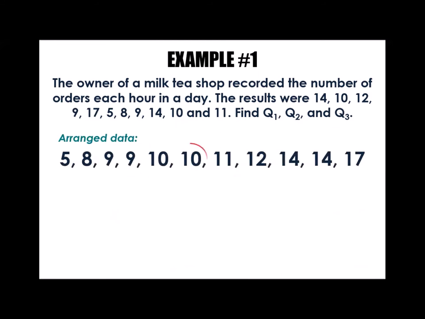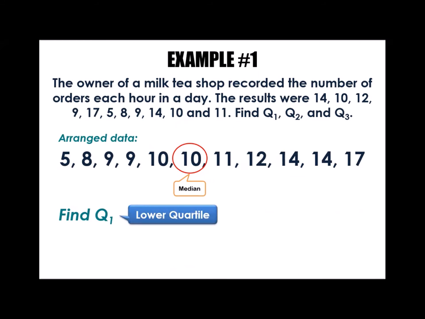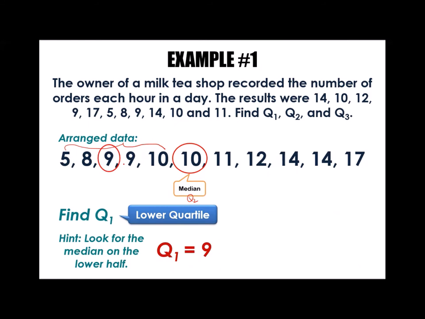So given again that arranged data and alam na natin kung ano ang median o yung Q sub 2, we could now find Q sub 1. At balikan ulit natin, ang ibang tawag sa kanya ay lower quartile. At ang hint na mabibigay ko, look for the median on the lower half. So ito, baseline na natin tong si Q sub 2. Hindi na yan kasama sa usapan. So ito na lang ang lower half natin. Okay? So from that, ano ang median? Ano ang pinaka nasa gitna? That is 9. Okay, so the value of Q sub 1 is equal to 9.